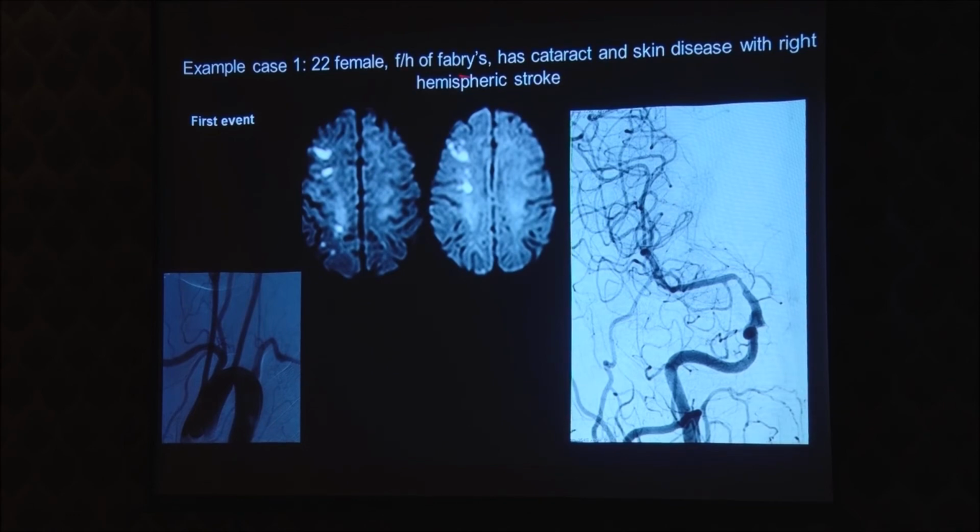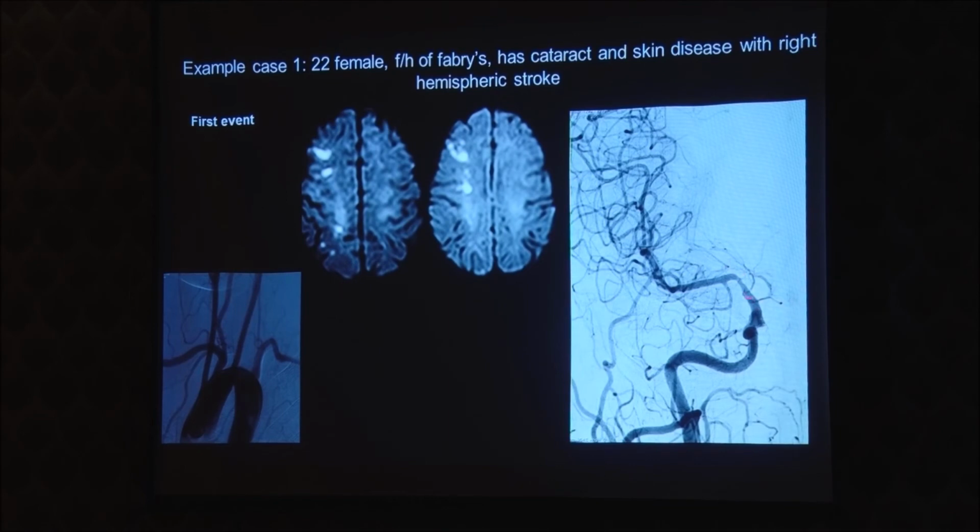This is a patient who had Fabry's disease, with right hemispheric stroke. This is the first event, some anomalous arch, right hemispheric infarcts you see. There is some narrowing in the terminal ICA. Another important point: whenever the terminal ICA and M1 are both involved, you may have to think about Moyamoya as a possible etiology. M1 alone, then I think atherosclerosis is the more possible etiology.